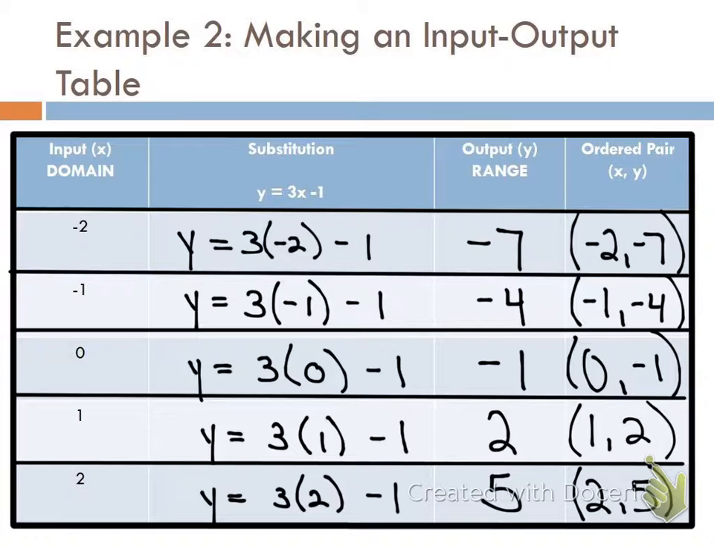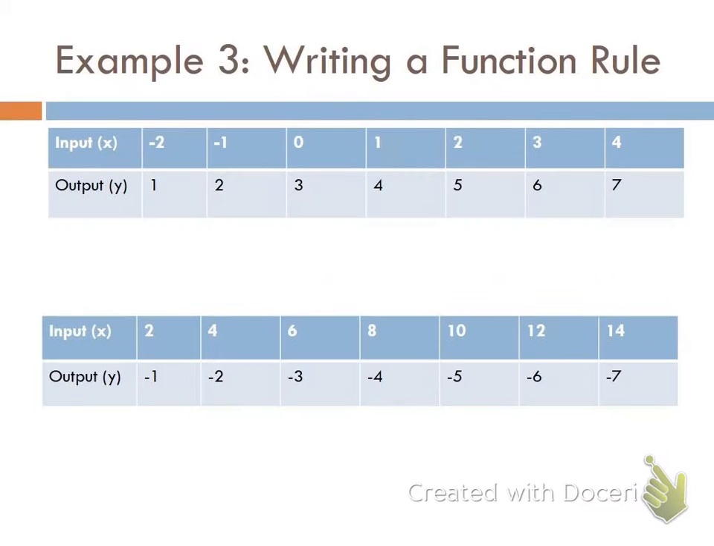Okay, so that's how I make my table, and like we discussed earlier, we're going to take these values tomorrow and we're actually going to graph them. Okay, so that's how we're going to make our input-output table. Now let's go over to example 3. In example 3, we see a step missing.